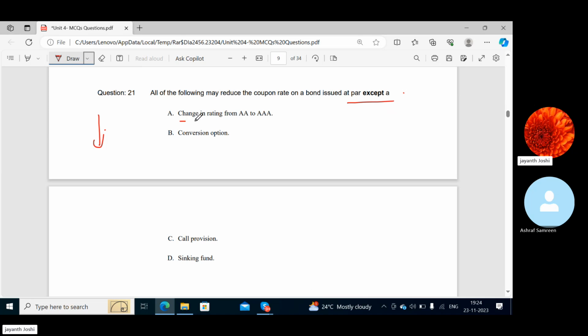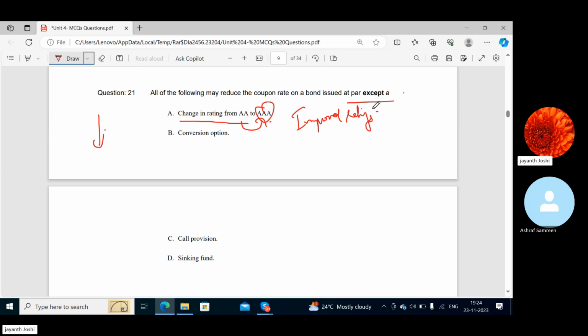See, all of the following may reduce the coupon rate. Change in rating from AA to AAA. Is this an increase in ratings or a decrease in ratings? AAA bonds are the best ones actually. So it is increasing, an improved rating.